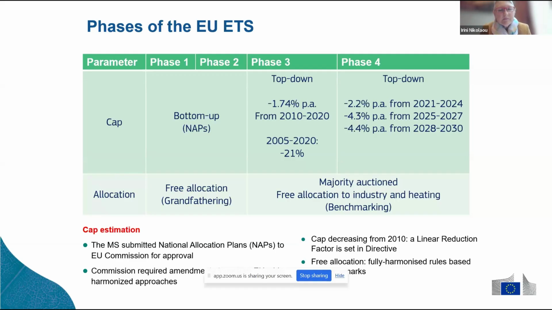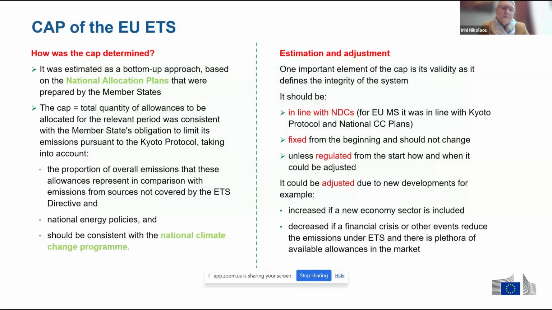Then the total number was the cap, the EU cap. And here I have a couple of slides to explain how the cap was determined, what it means to determine a cap now. Now there is no Kyoto Protocol. In our case, we had the Kyoto Protocol targets. Now we have the NDC targets.